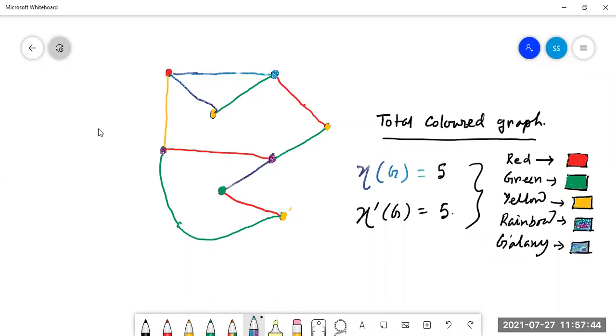Then it will be clear to you, right? Yes, sir. So instead of galaxy, if we take black, then it will be clear to you. Look at here. If we take the black, then it is the rainbow. This one is rainbow, right?